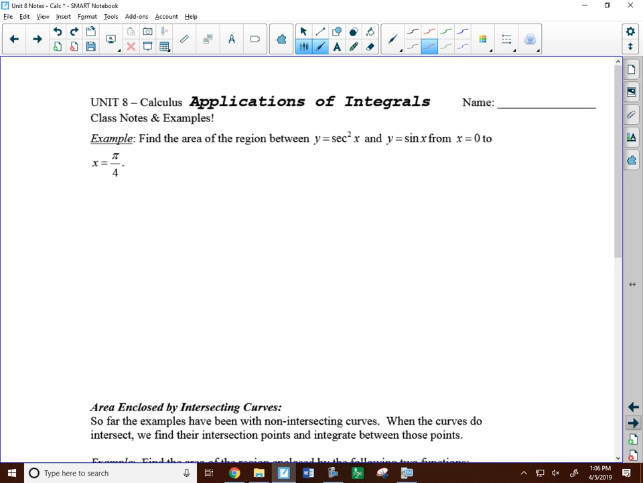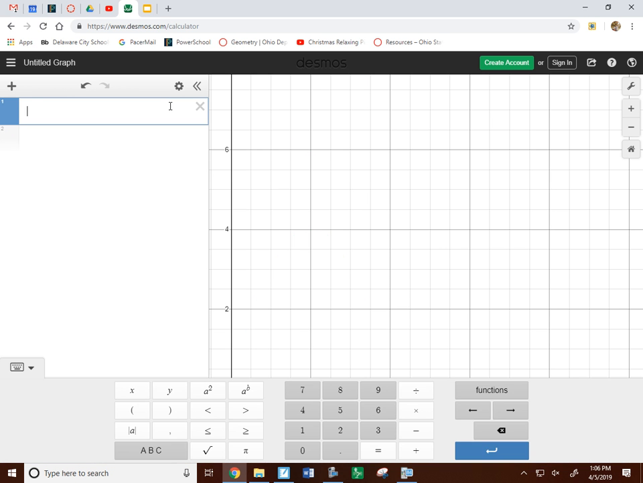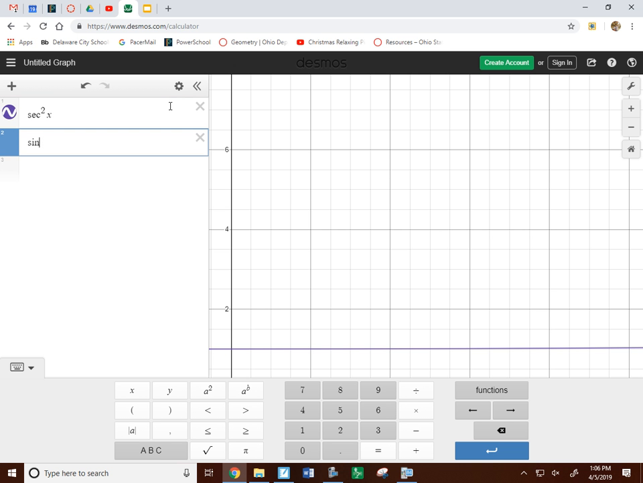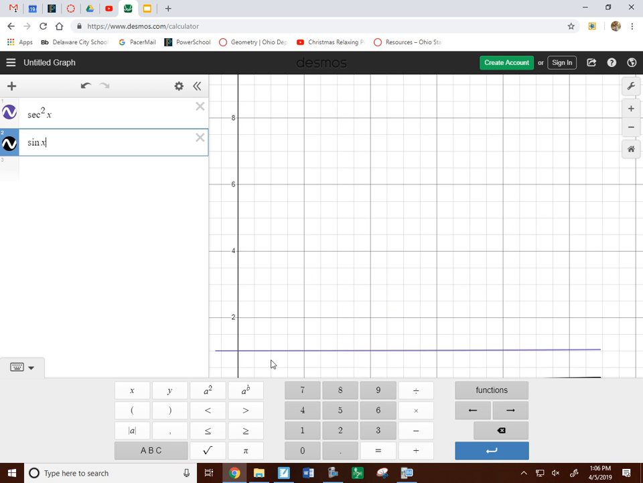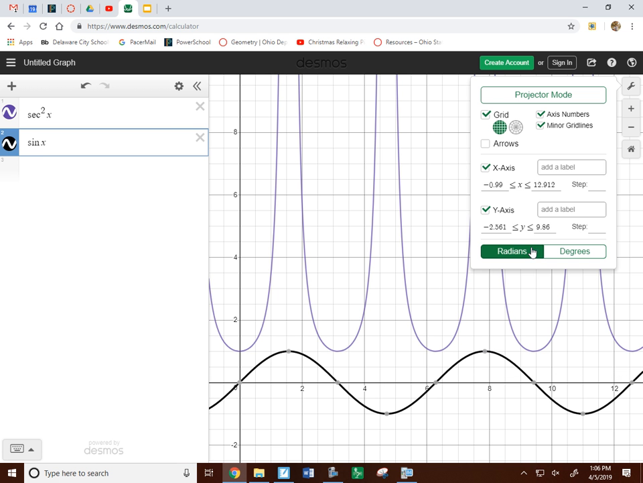This time I'm going to go ahead and graph them. I've got secant squared x and sine x. Oh, I changed this here. I changed it back to radians. There we go.